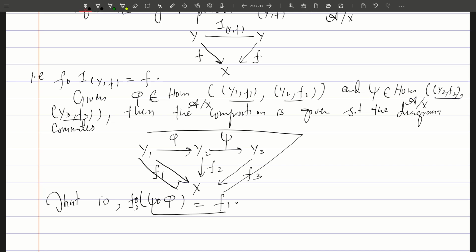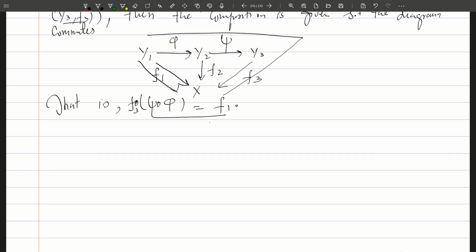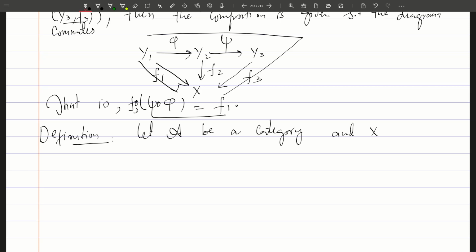Now this is the case of the slice over category. Using the dual notion we can define the slice under category. Slice under category is defined in a similar fashion but using the dual notion. So we have this definition. Let A be a category and X be an object in the category A.